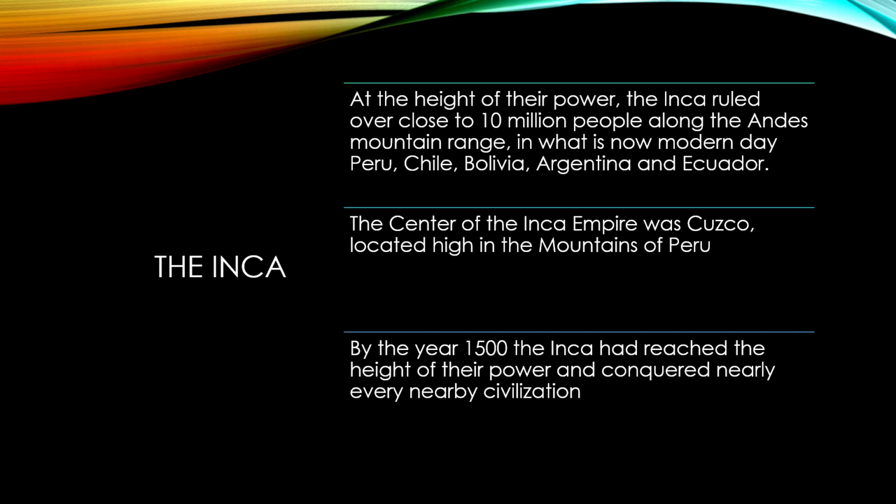And so Cuzco was located high in the mountains of Peru. In fact, I believe it was the highest capital city in the ancient world. Now, by the year 1500, the Inca had reached the height of their power, and they had conquered nearly every nearby civilization. This is quite impressive considering that their territory mostly consisted of mountains. We're going to talk more next week about some of the achievements that allowed them to control such a large amount of land.